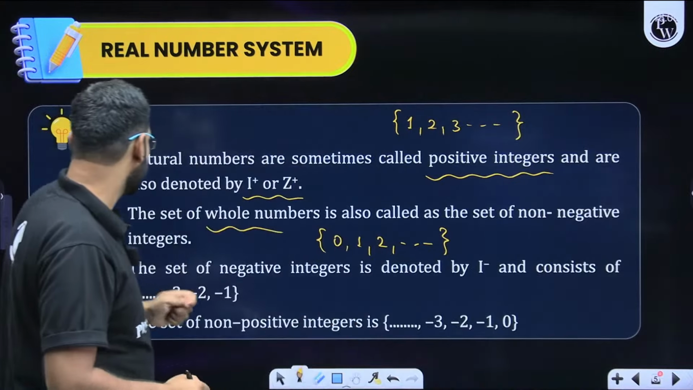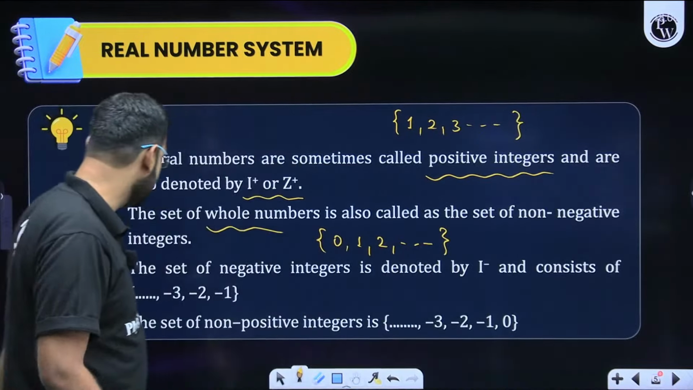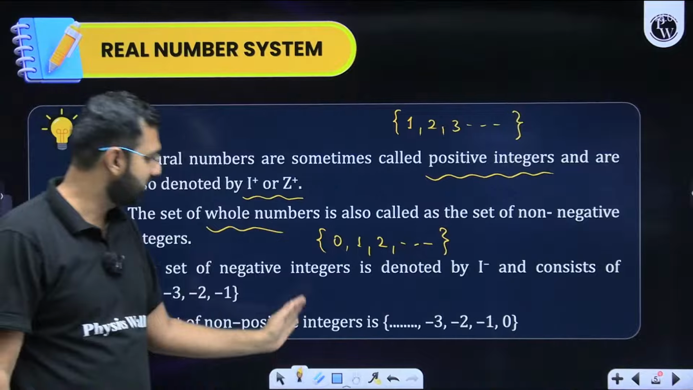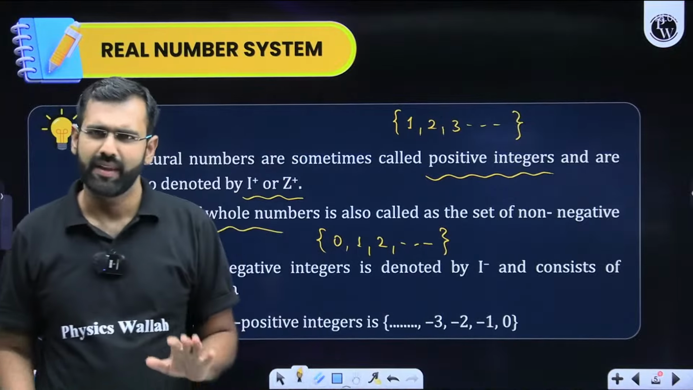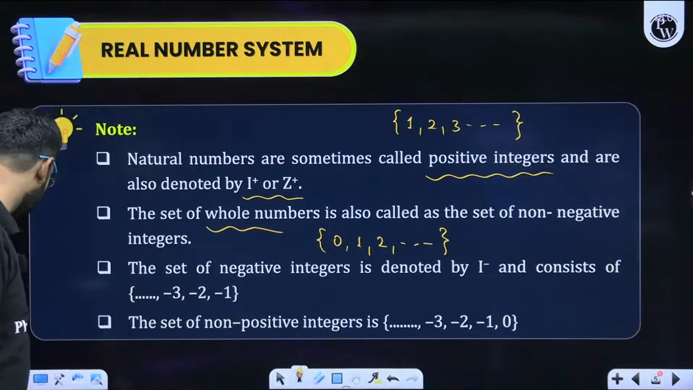Now with that, the third part, the set of negative integers is denoted by I minus, and the set of non-positive integers is of course minus infinity to 0. I hope so far no confusion is there. You all know these basics. You all must be aware of these nuances.